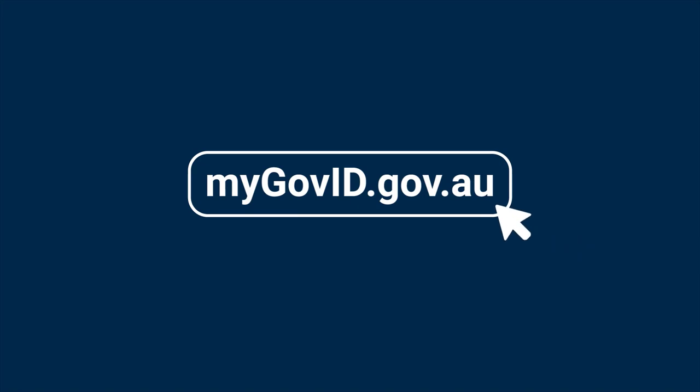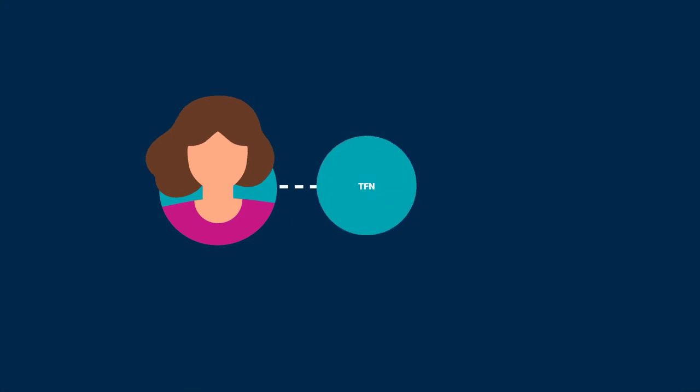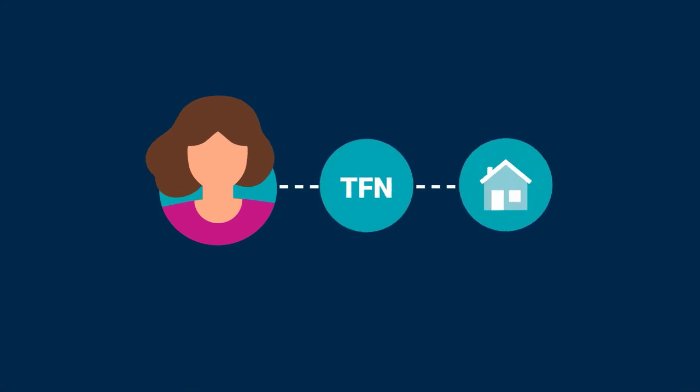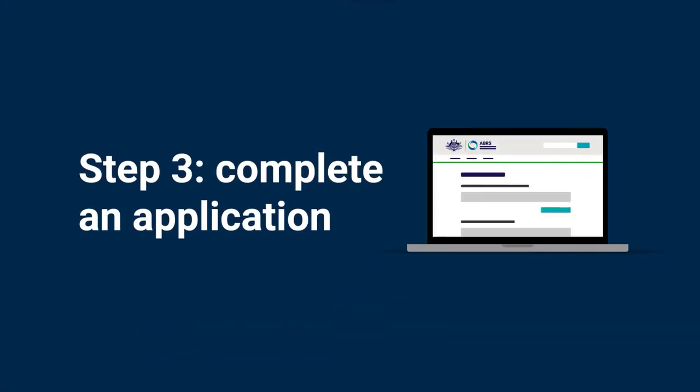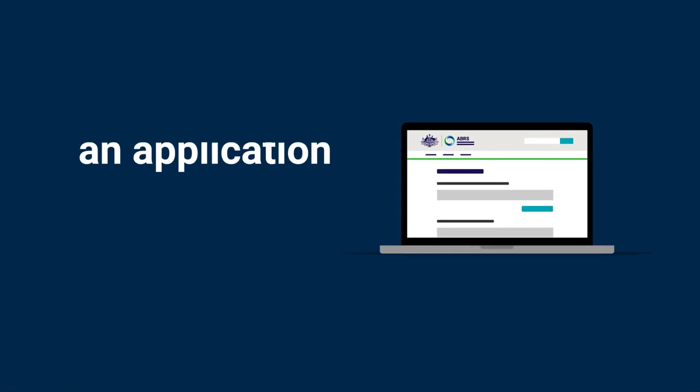mygovid.gov.au. For Step 2, you'll need to answer some questions that will allow us to verify your identity and link it to your ATO record. The fastest way to complete this step is to provide us with your tax file number and residential address, as held in ATO records.